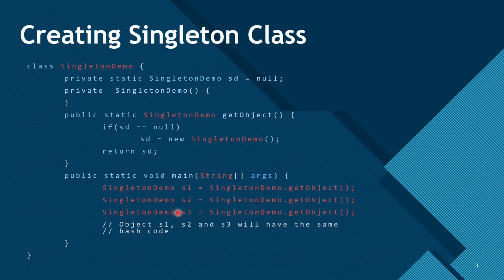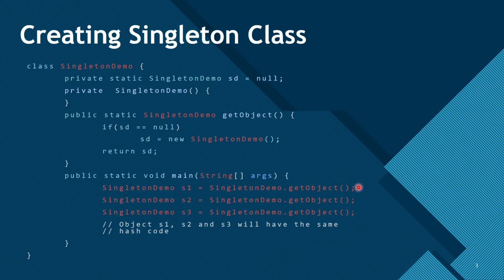For creating our own Singleton class, we have to have a reference variable of the same class having the value of null in it, and then we will have an empty constructor of this class that is private, and we will have a getObject method, and inside that we are checking the reference variable's value. If that is null, we are going to create a new object, otherwise we are returning the same object again and again.